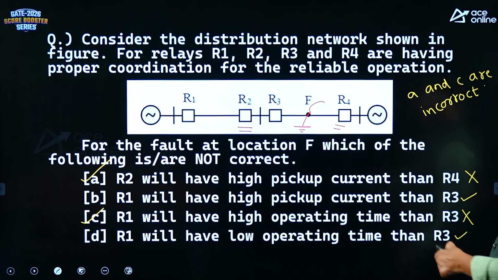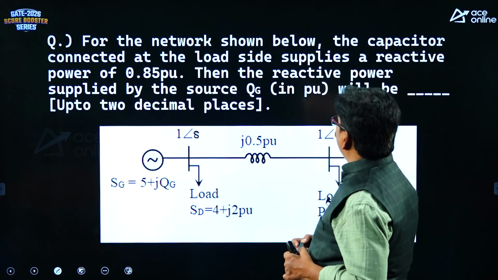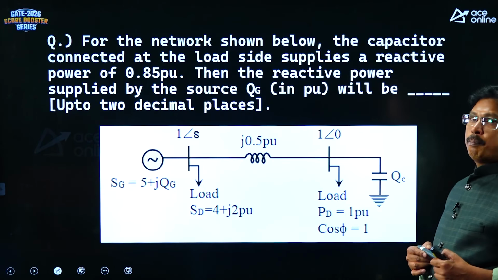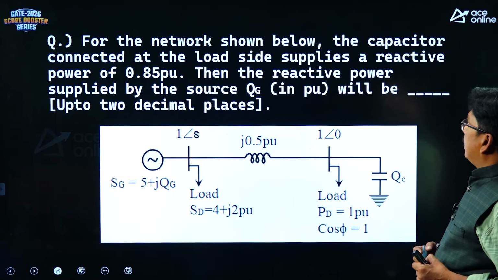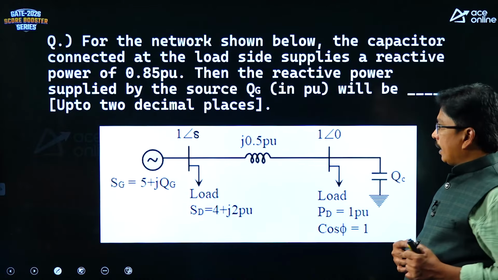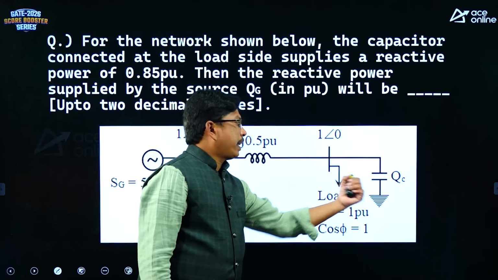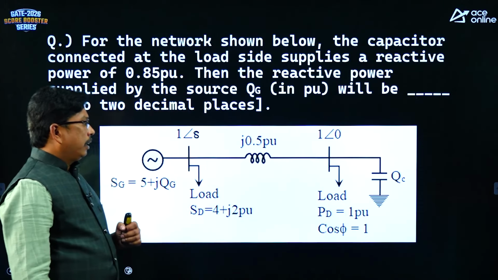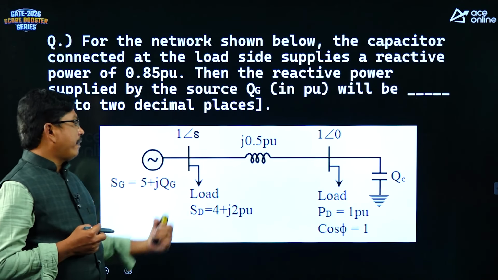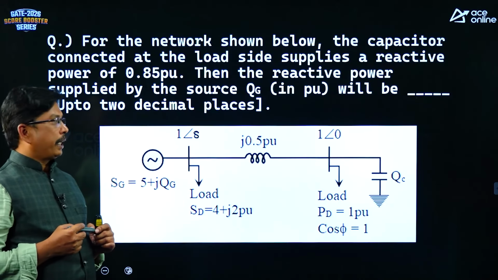Right, students? The next question: for the network shown below, the capacitor connected at the load side supplies a reactive power of 0.85 per unit. Then the reactive power supplied by the source Qg in per unit will be. See here, we have 1 at an angle of delta, here 1 at an angle of 0, and here a capacitor Qc. The load is a unity power factor load, where load power is 1 per unit. Here we also have one load, with a demand of active power of 4 per unit and reactive power of 2 per unit.